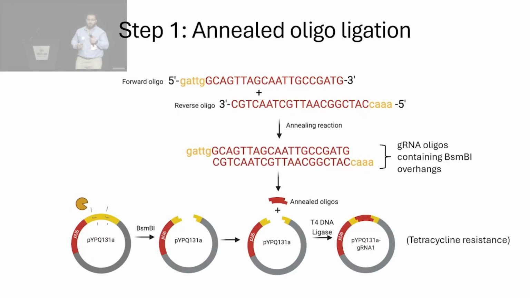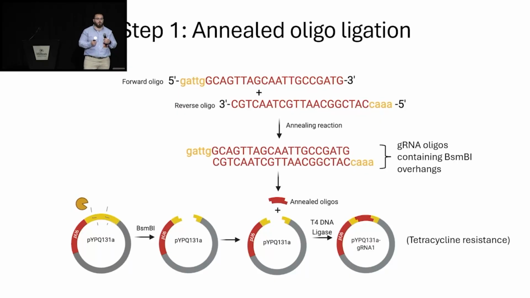So the first step being annealed oligo cloning. This is an example if you have just a single guide RNA. You would combine these oligos together in a pot. You can phosphorylate them, and there are a few ways you can do it. You can boil them and bring them down to room temperature to reduce their secondary structure and to anneal them, or you can just use a thermal cycler, for example, to bring it from high temperature down to low temperature. You anneal them, and then you would digest this backbone, pYPQ131, for example, using BsmBI, which is an isoschizomer of Esp3I.